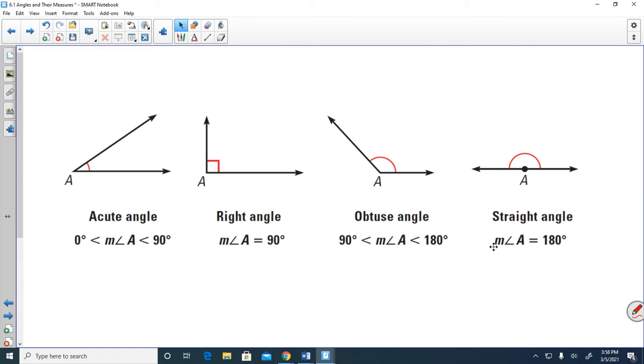So let's get started. First of all, just some review of terminology. Acute, right, obtuse, and straight angles are angles that you may have seen in geometry before. Acute means that the angle is between 0 and 90 degrees, so it's a small angle. A right angle is a 90-degree angle, and I can tell it's a right angle because it's got this little box here. So that little box means right angle. An obtuse angle is an angle that has a measure between 90 and 180 degrees, and a straight angle is 180 degrees, makes a straight line.